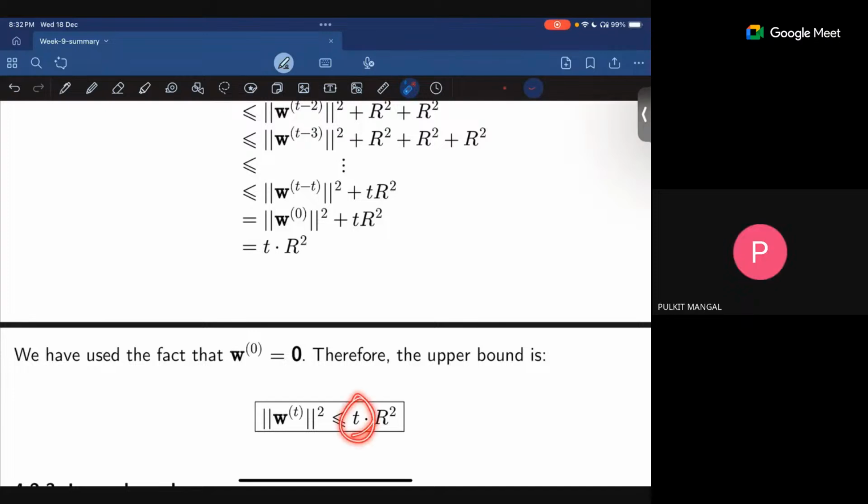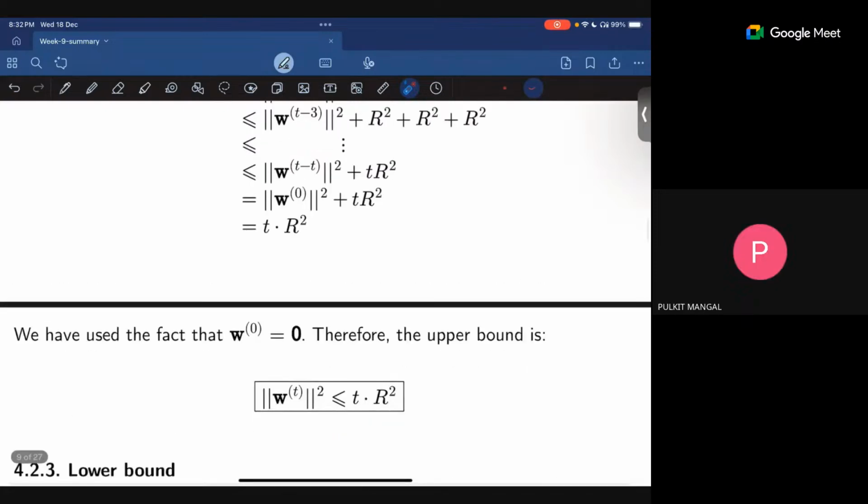Now see, this is okay. T here is the number of updates that you have seen. R square is based on the data point which is the farthest. And on the left hand side is the current updated weight vector. So the norm square of that would be less than or equal to the number of mistakes times R square. This is the upper bound that we are setting up.